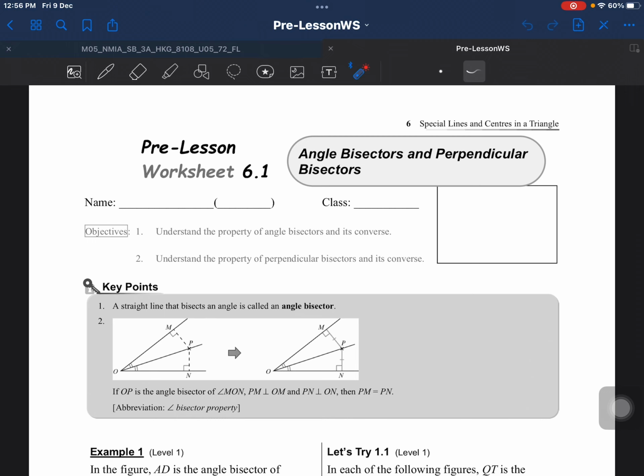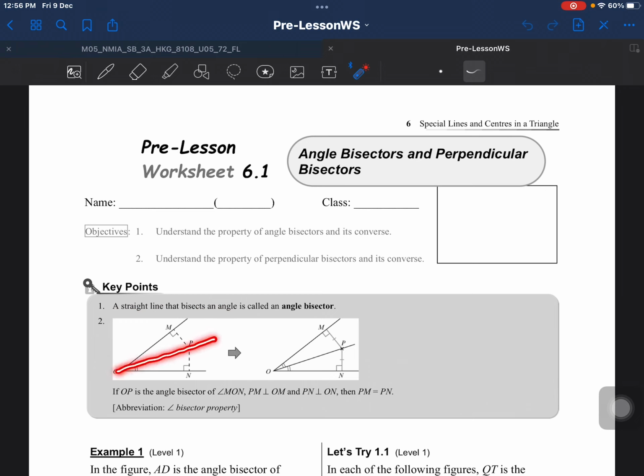Today we are looking at chapter 6, the special lines and center in a triangle. Let us look at what is the meaning of angle bisector and also perpendicular bisector. Now first of all, an angle bisector is a straight line which bisects the angle. Okay, let us look at the picture here.